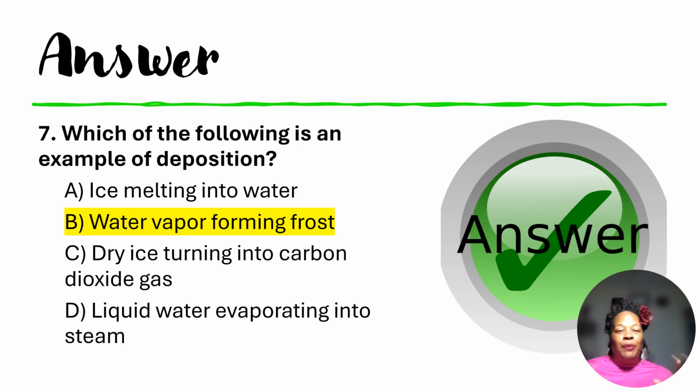If you chose B, water vapor forming frost, you are correct. Ice melting demonstrates going from a solid to a liquid. C, dry ice turning into carbon dioxide demonstrates sublimation. And D, liquid water evaporating into steam, that demonstrates evaporation, meaning you're going from a liquid to a gas, aka steam.